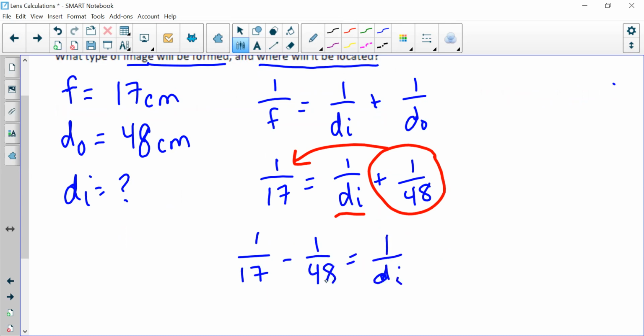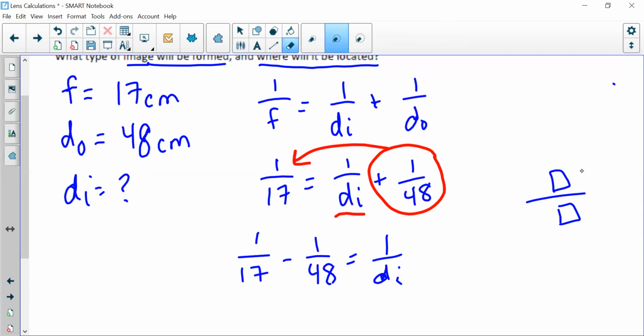Okay, so I have 1 over 17 minus 1 over 48 equals 1 over DI. On your calculators, I want you guys to do 1 over 17, take away 1 over 48. If you have the fraction button, the one that looks like the square, the line, and the square, please use that one. It's going to make this formula quite easy.